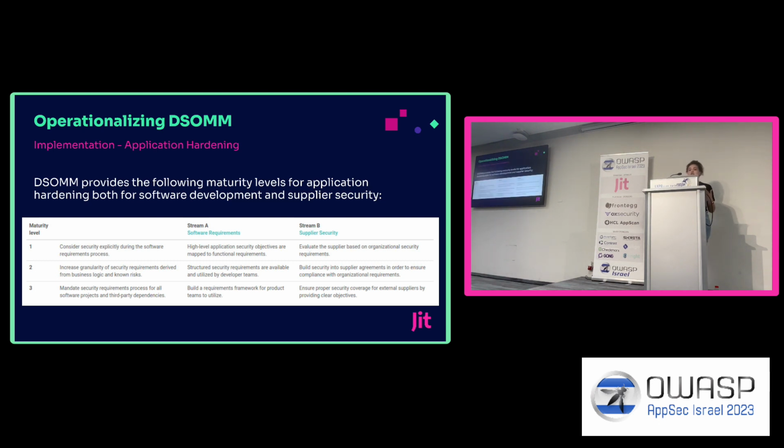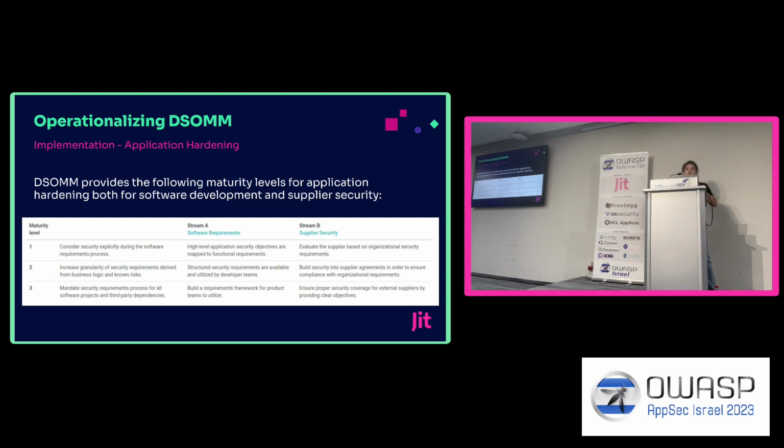Now, let's get into the first one. Again, don't feel pressured to read. I'm going to go over everything. We're going to start with the implementation dimension, and the first subdimension is application hardening. So we see those 3 maturity levels here. The first one is consider security explicitly during the software requirements process. The second one is increase granularity of security requirements derived from business logic and known risks. And the third one is mandate security requirements process for all software projects and third-party dependencies.